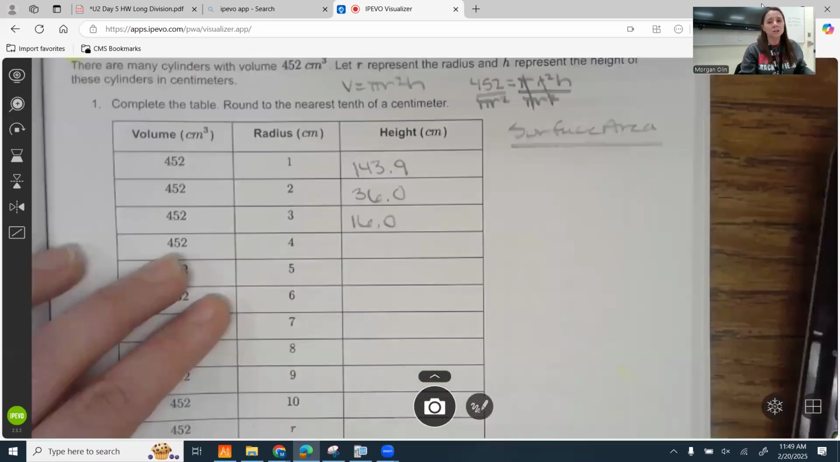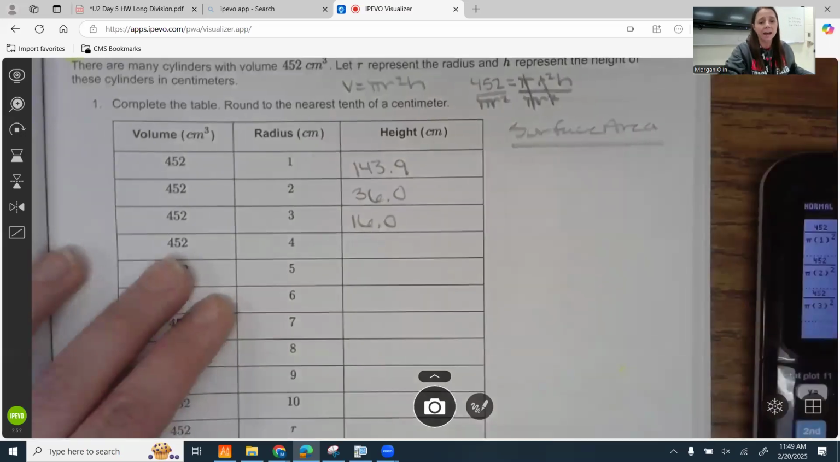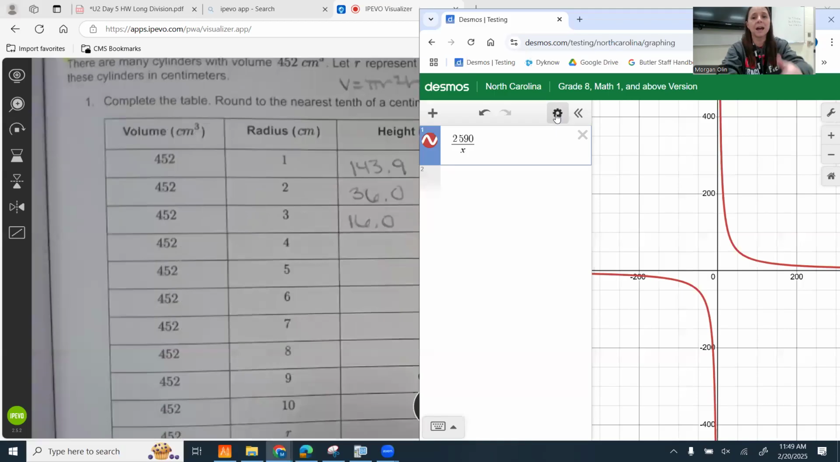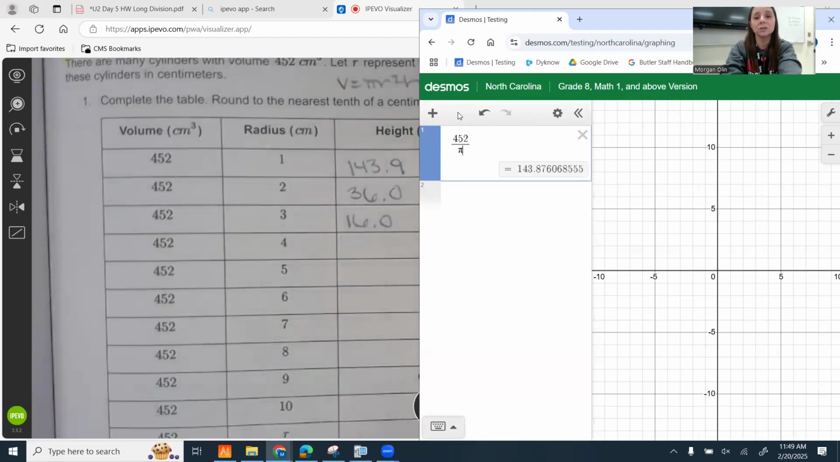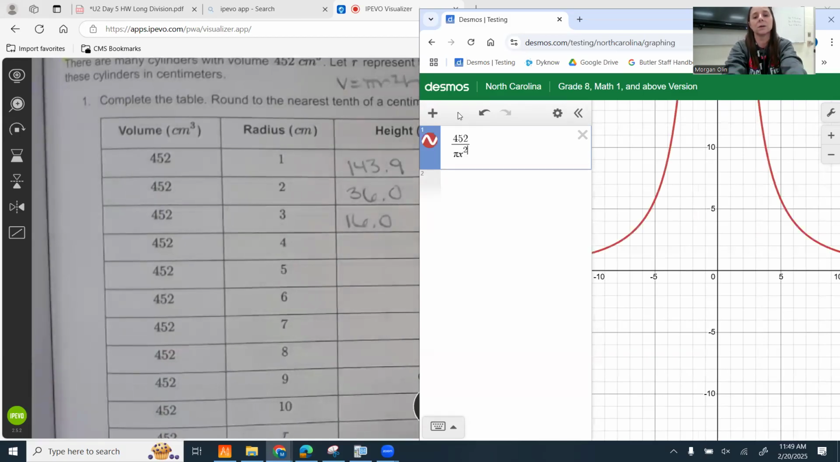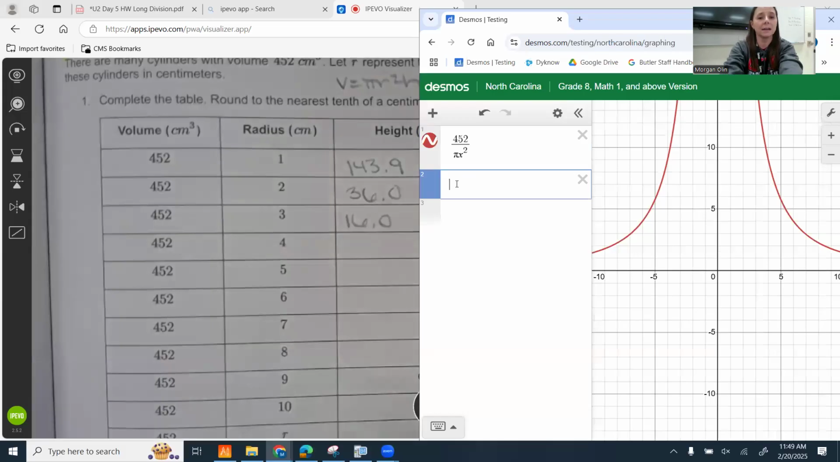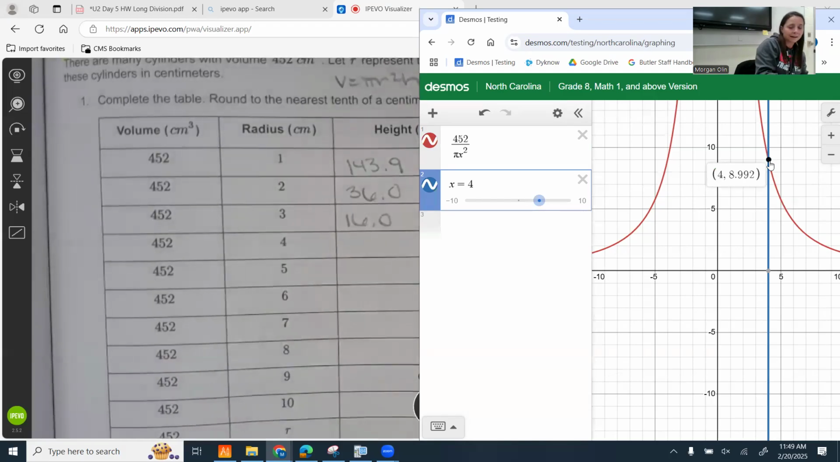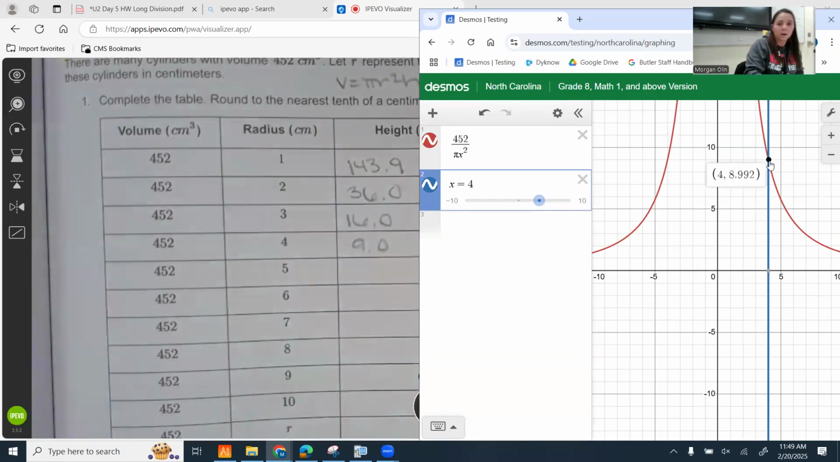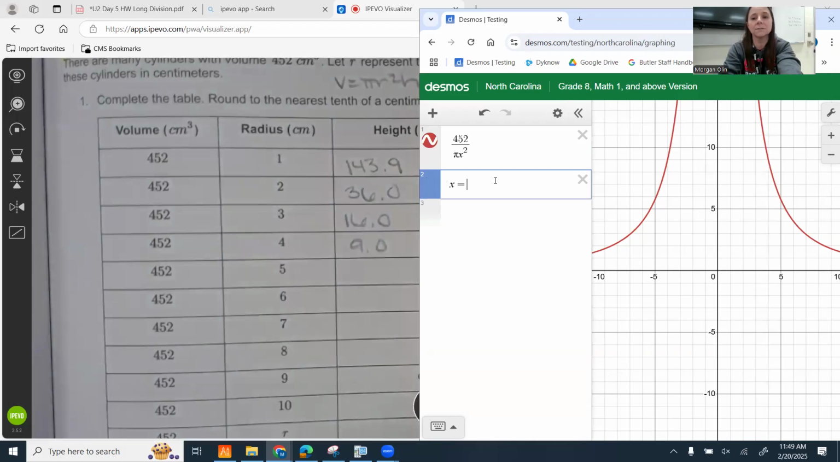Well, one thing we could do instead is use Desmos, because we kind of have a formula that we're doing. We're doing 452 divided by pi. You can just type in pi for pi. And then now it's r squared. We're going to say x squared though. Now you could find this on here. When x equals 4, what is it? 8.992, so that's 9.0.